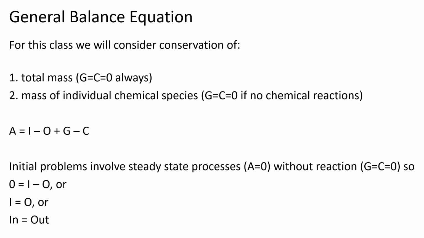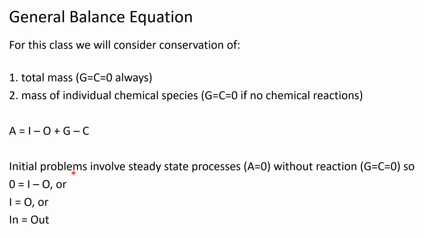To review the general balance equation, this class will consider conservation of total mass and of individual chemical species. And the balance equation is of the form that accumulation, A, is equal to input I minus output O plus generation G minus consumption C. Now for total mass, we cannot generate or consume total mass, so accumulation is equal to input minus output. For individual chemical species, though, we can have generation and consumption of individual species due to a reaction. If no reaction occurs, then G and C are both equal to 0.